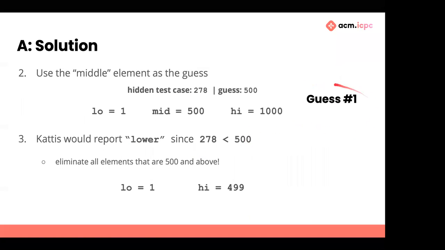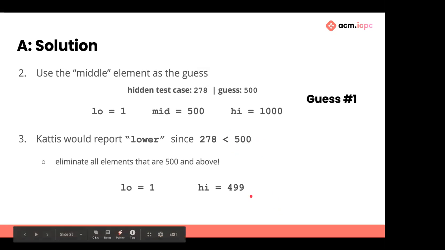So after our first guess, we know that our element is smaller than 500. Just like the previous example, since 1 to 1,000 have the same order, where 1 is less than 2 is less than 3, and so on up to 1,000, we know that we can eliminate every element that is greater than or equal to 500, because 278 is in fact smaller than 500. So it's smaller than 501, it's smaller than 503, and it's smaller than 1,000, etc. Since we want to eliminate all those elements greater than 500, we just set high to 499.